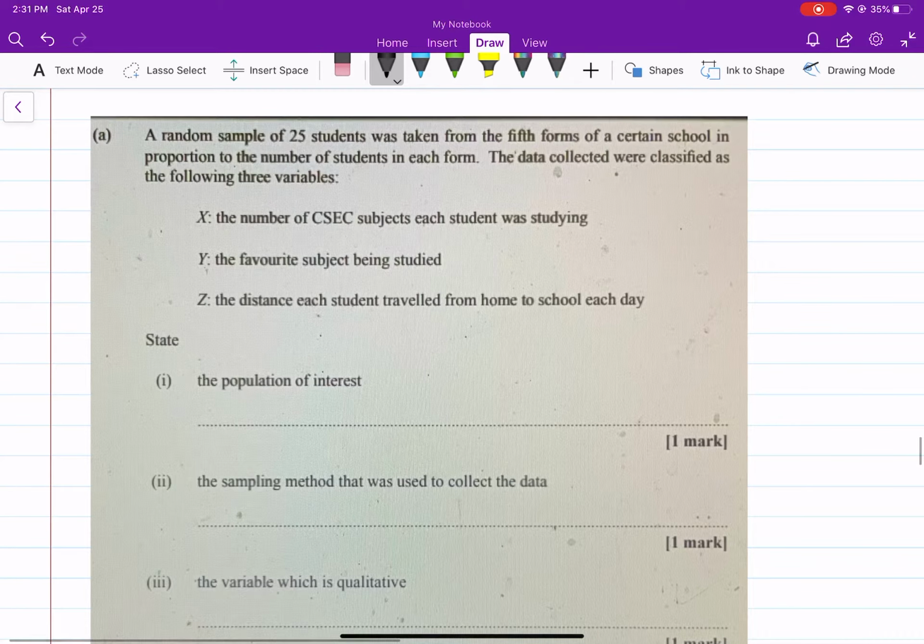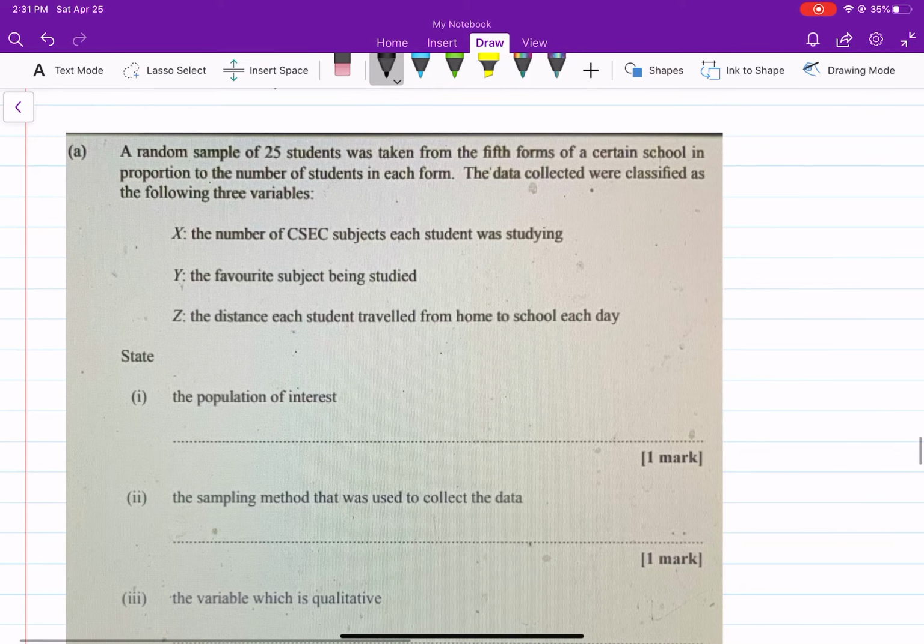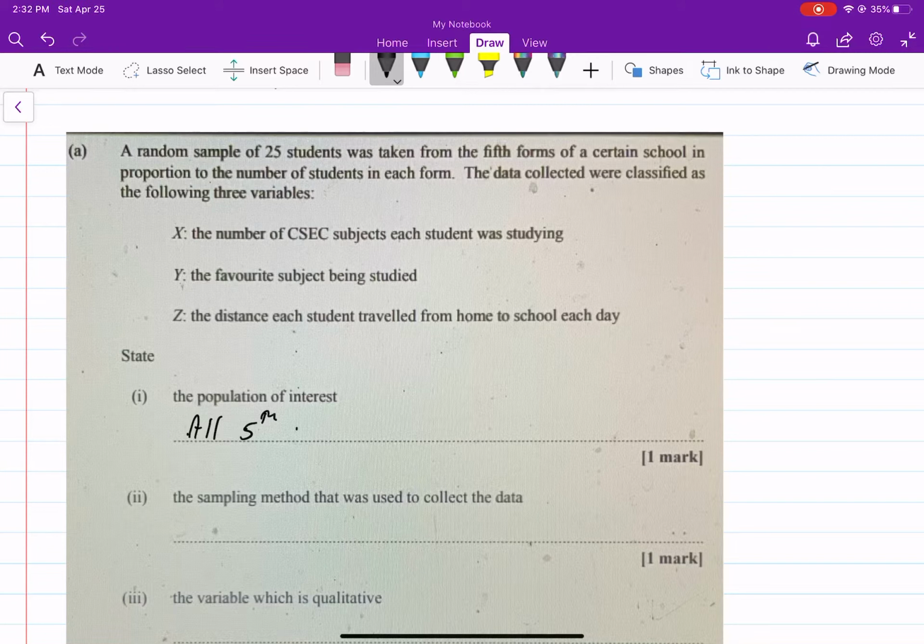Which one of those variables is the population of interest? What am I saying? Not which one of the variables. What is the population of interest? The population of interest would obviously be the fifth form students from a certain school. All fifth form students from a certain school.